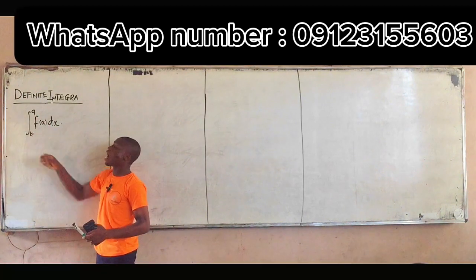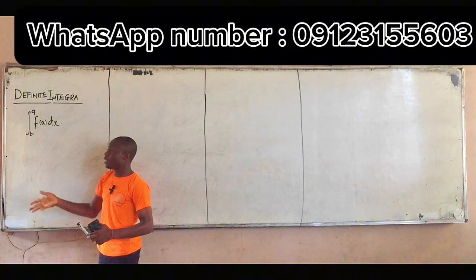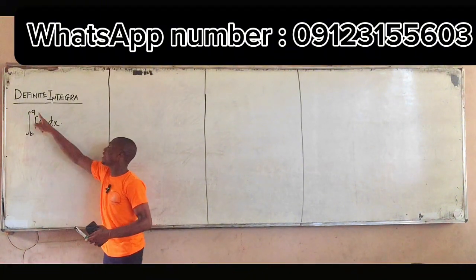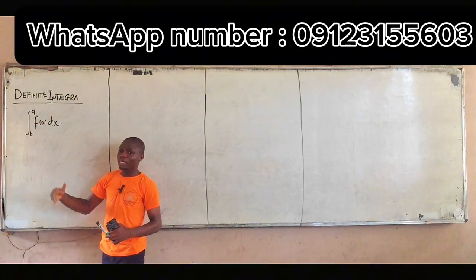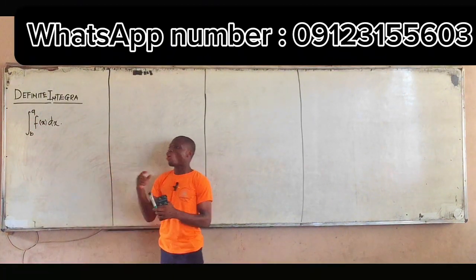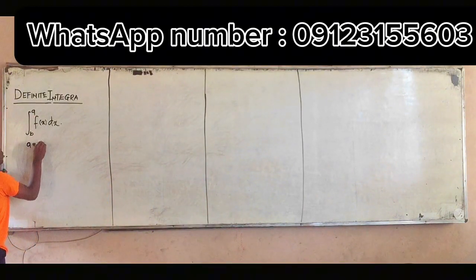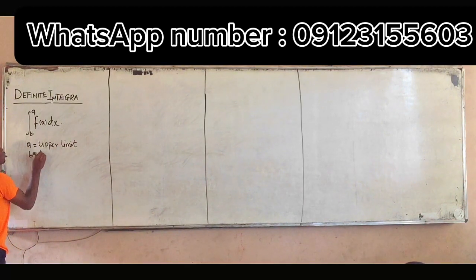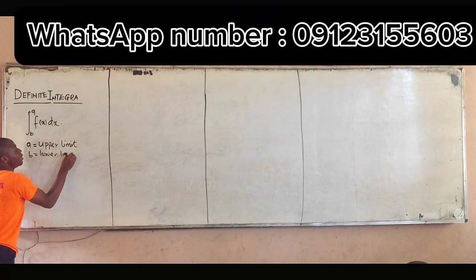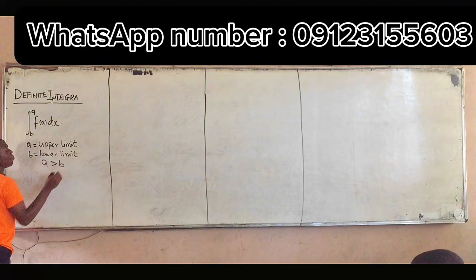Where a and b are called limits, right? So it means that a is called the upper limit, while b is called the lower limit. That's the concept. So also note that we said a is the upper limit, right? We said b is called the lower limit. So hence a must be what? Greater than b.